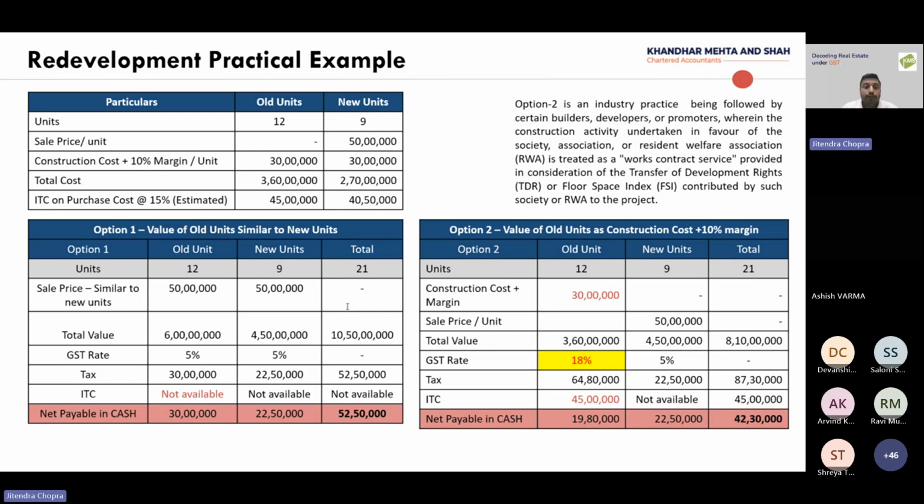Now, in option 2, some developers take valuation based on construction cost plus reasonable margin as per Rule 30 of CGST rules. So here the value per unit is taken as 30 lakh instead of 50 lakh. However, the transaction is treated as works contract services taxable at 18%, but the benefit of ITC becomes available. So the GST amount appears higher initially, but after ITC adjustment, actual cash flow is reduced substantially. If you see here, the net cash payment reduced from 52 lakh in option 1 to around 42 lakh in option 2. Therefore, many developers practically evaluate both structures from an overall cash flow and ITC perspective.